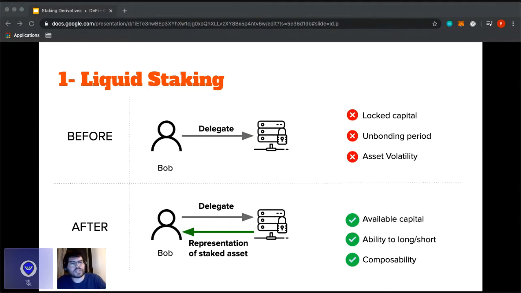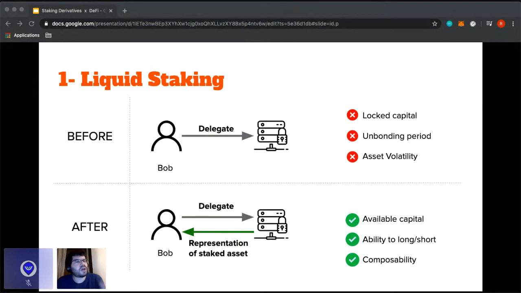With liquid staking, Bob is going to delegate to the same validator, and he is going to get a representation of the staked asset. The representation of the staked asset is a token that represents the asset that is already staked and that is already earning the staking rewards. So this means that Bob is going to have available capital. He is going to be able to go long, short, the way he wants. If there are some price movements that he's not really comfortable with, he is going to be able to sell this token, wait for the market to take a direction, maybe buy again, etc.